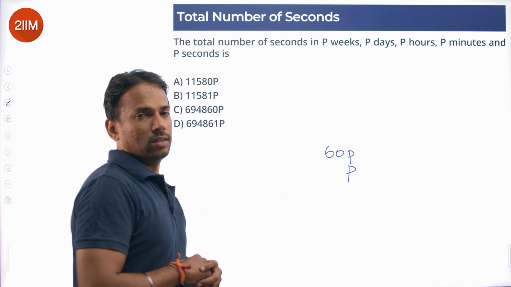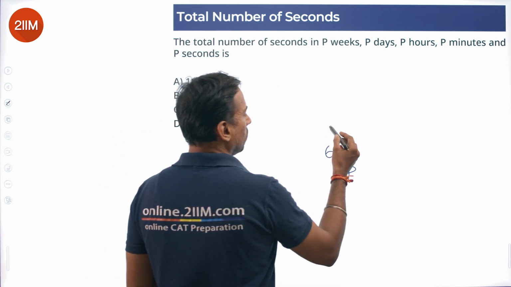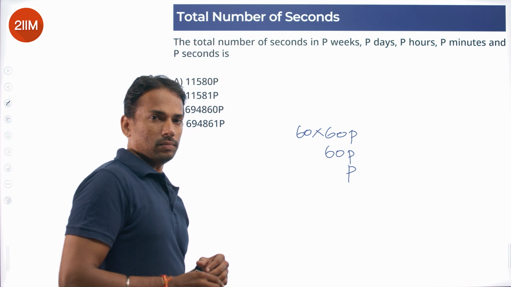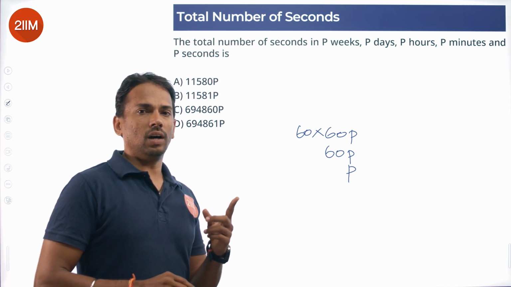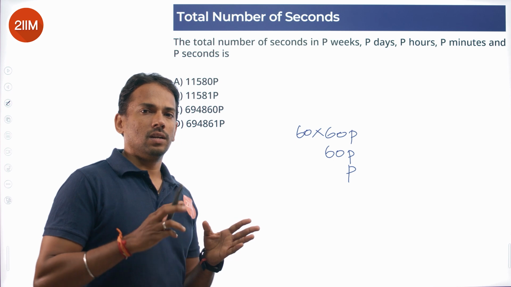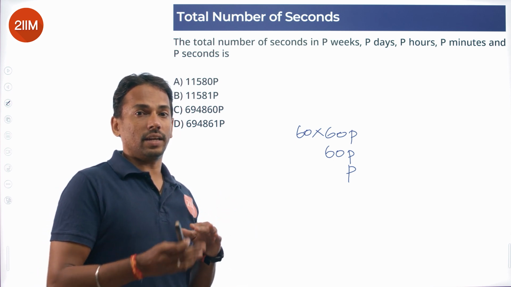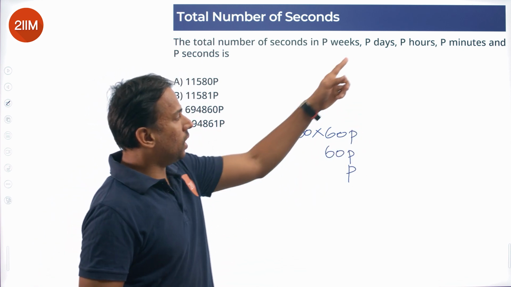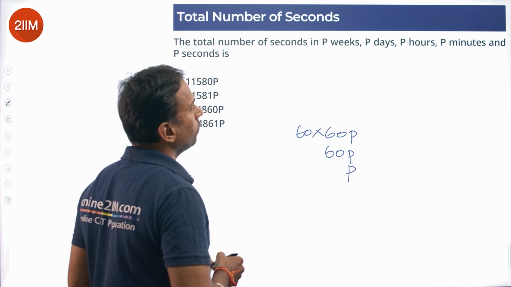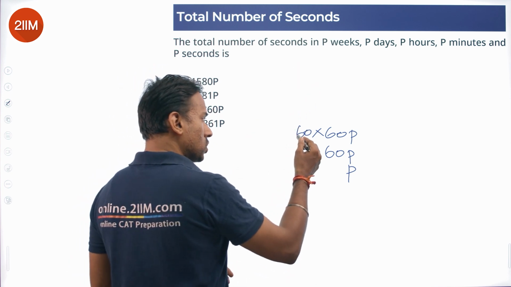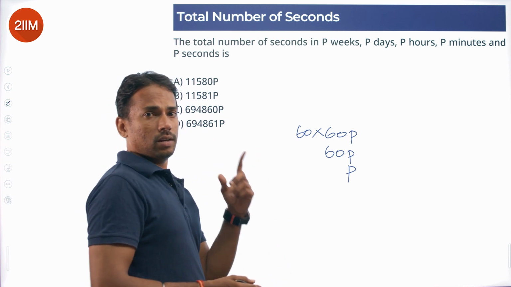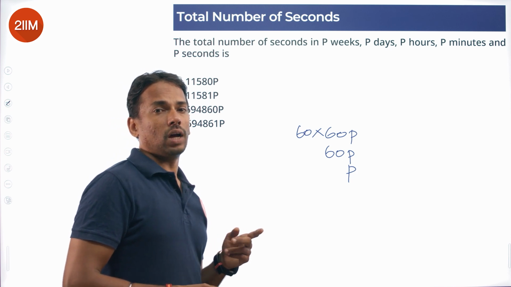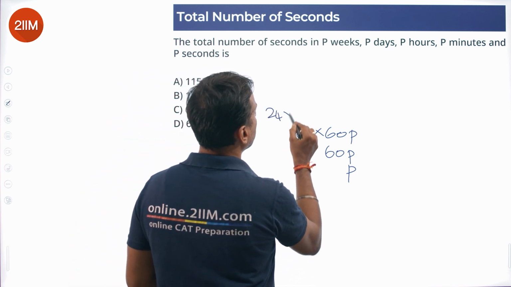P hours, so P hours will have 60 into 60 seconds. So each 1 hour we have 60 minutes. Each 1 minute contains 60 seconds. So totally there are 60 into 60 seconds in 1 hour. So P hours, 60 into 60P. P days. P days means once again this content gets multiplied by 24 because in each day we have 24 hours. So that means 24 into 60 into 60P.